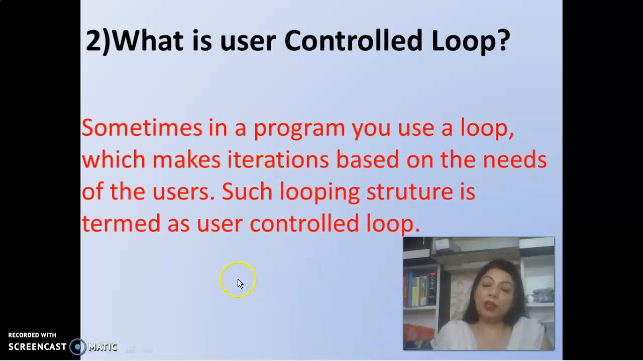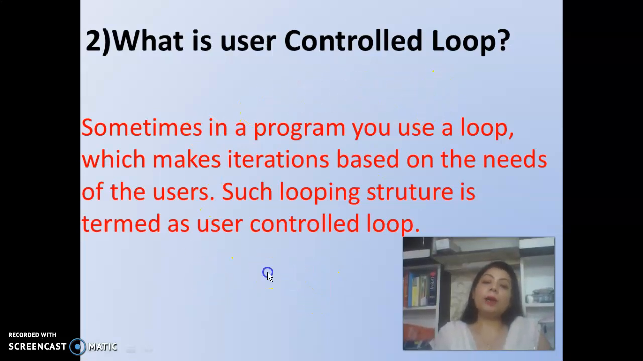Each and every time it comes out from the loop, it asks, do you want to continue or not? If the user wants to continue only, then the loop will continue, otherwise not. So this type of loop depends on user input, and it is called a user controlled loop. Maybe a while loop, maybe a for loop, but especially a while loop we can make as a user controlled loop.